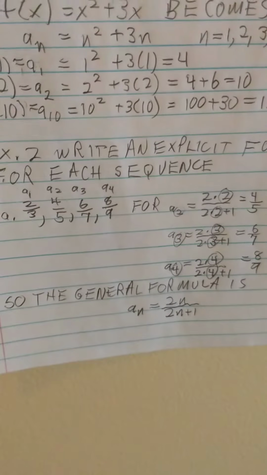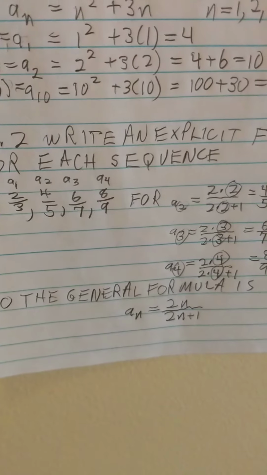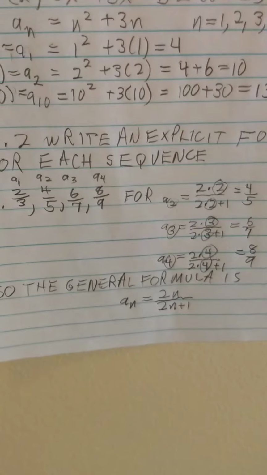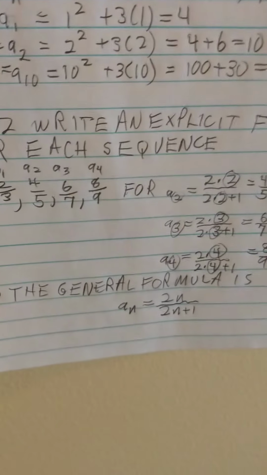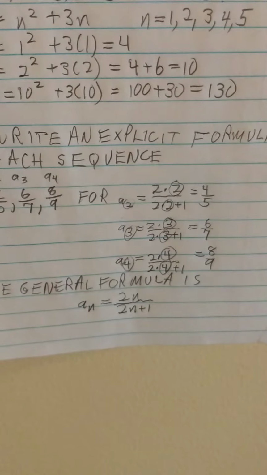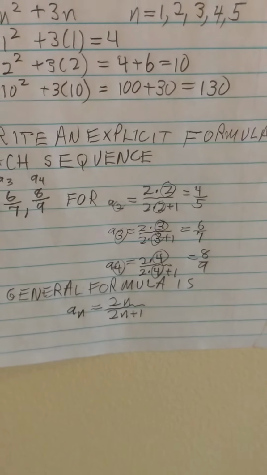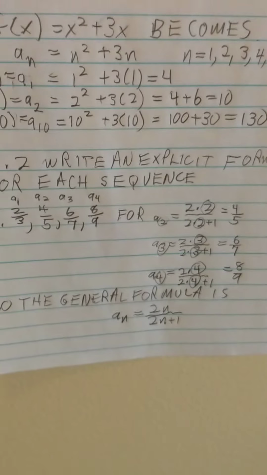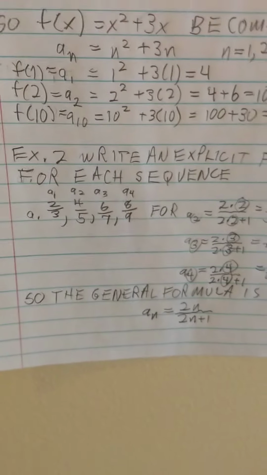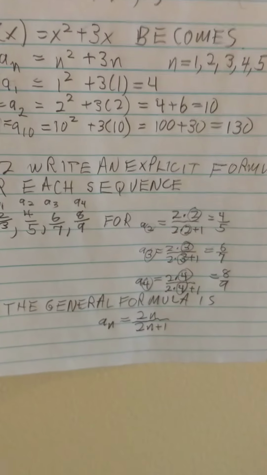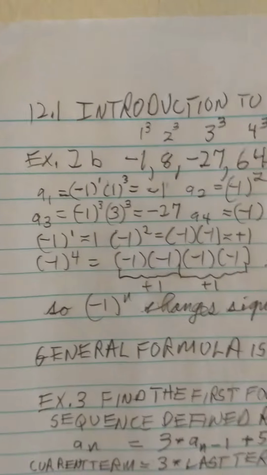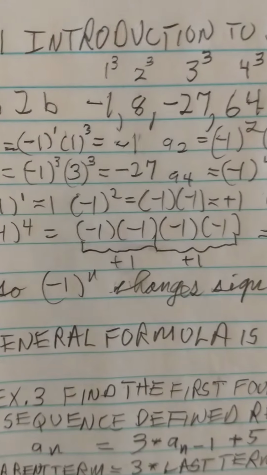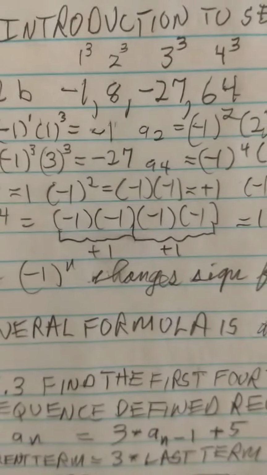So we have 4 over 5, 2 times 2 over 2 times 2 plus 1. For the third sequence member, we have 2 times 3, remember, 3 is n, over 2 times 3 plus 1, which is 6 over 7. For the fourth, we have 2 times 4 over 2 times 4 plus 1, which is 8 over 9. So the general formula for this sequence is a sub n, or any general term, is 2n over 2n plus 1.